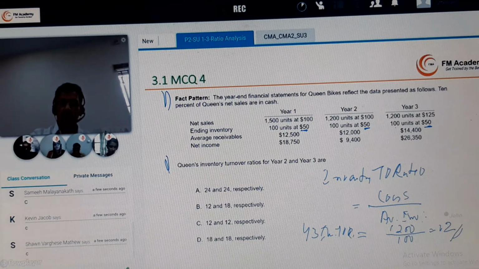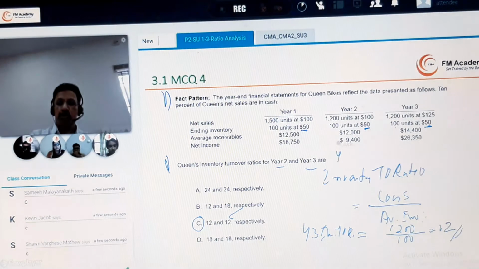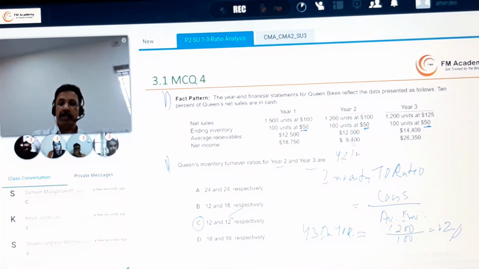So you check year 2 and year 3. This is the only answer possible because 12 is coming here. Right? The others are coming 24, 18. So you don't even have to do year 2. But then let's do year 2. Year 2 inventory turnover ratio: 1200 is the sales number of units here. Ending inventory 100 units, beginning inventory 100 units.